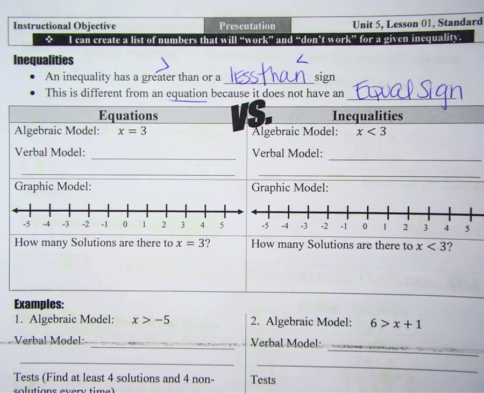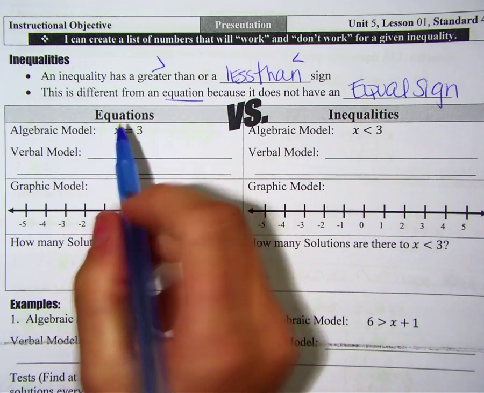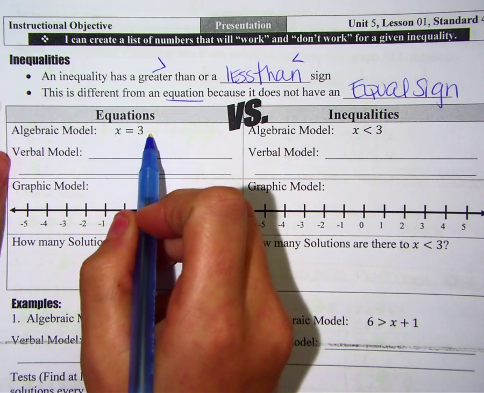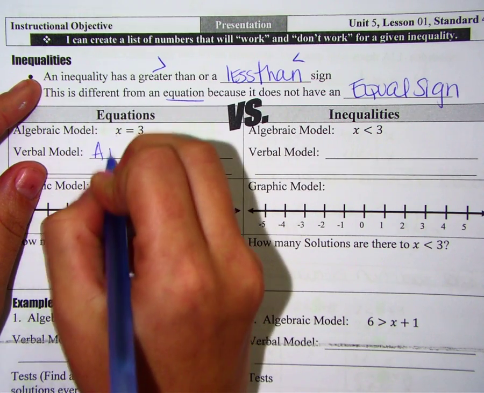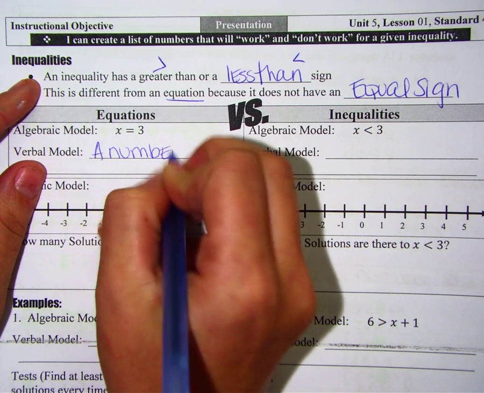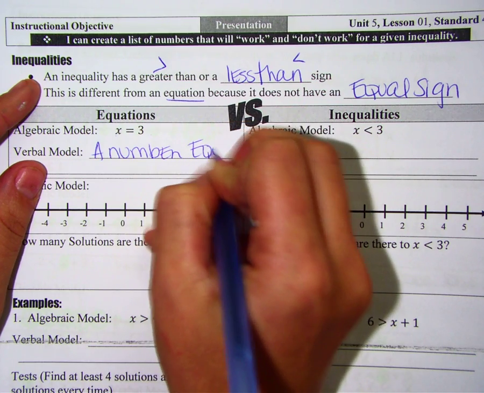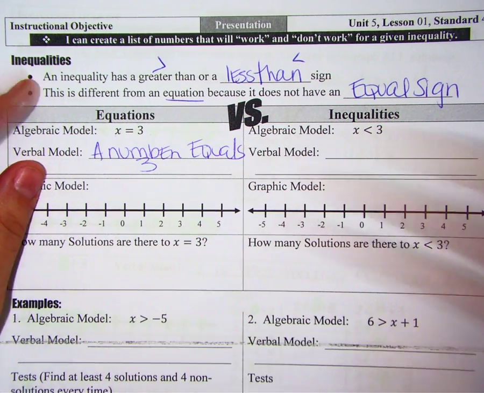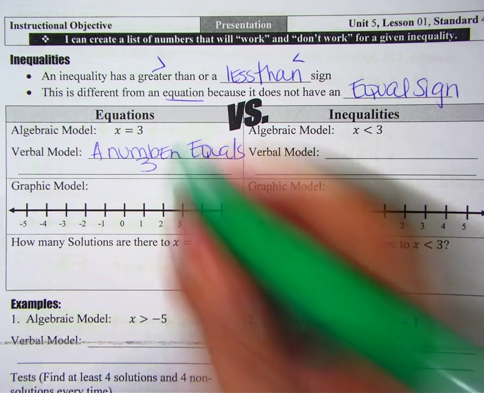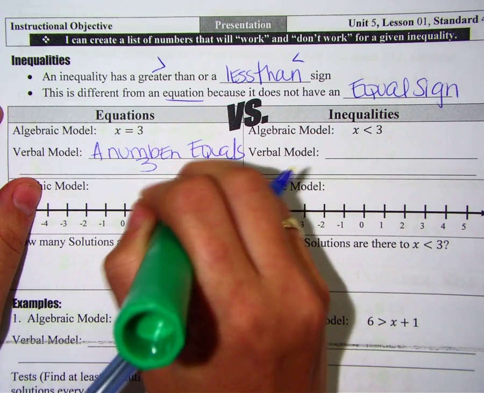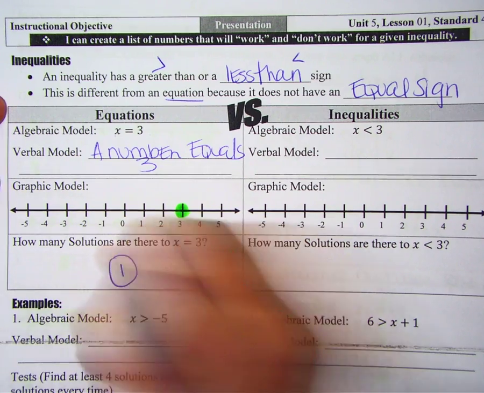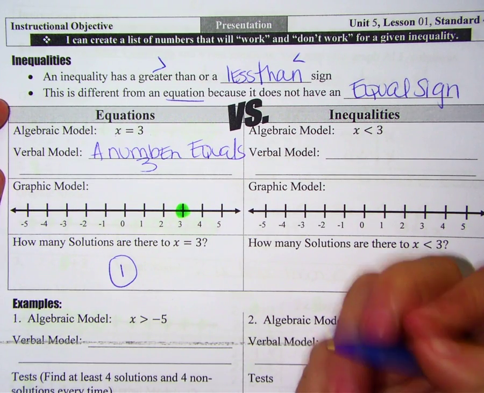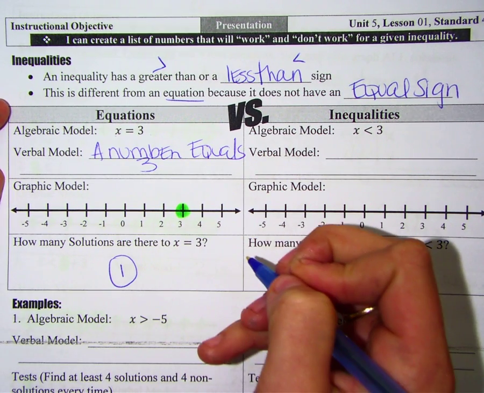An inequality does not. So this here, this is x equals 3. This is an equation because it has an equal sign. This is also known as a number equals 3. And the way that we would graph that is we just put a little dot at 3. And that's it. How many solutions are there? This is not a trick question. There's only one solution to this. X is 3. So there's one.